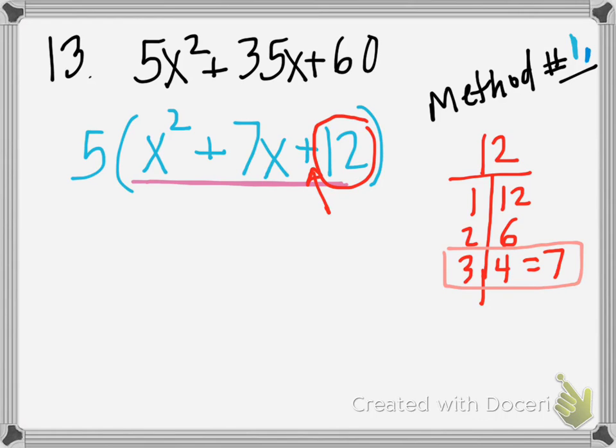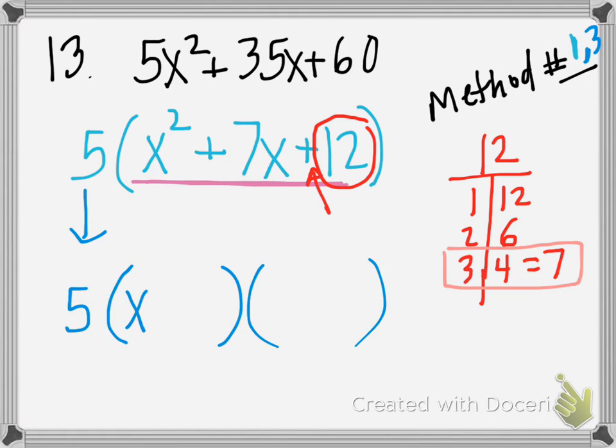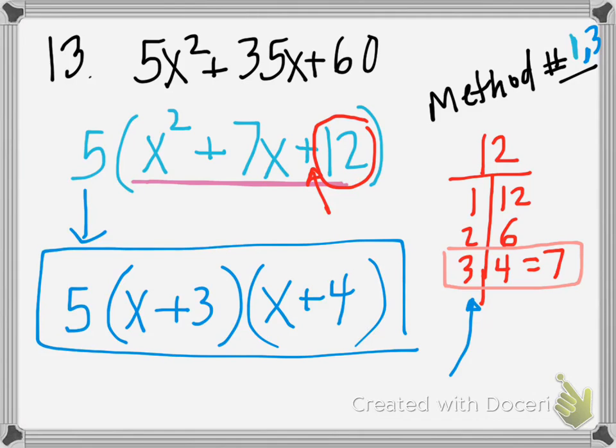So we're actually using method number 1 and 3. So the 5 goes straight down, and for method number 3, you always open up 2 binomials. X squared would split as x times x, and then we already found our 2 factors here, positive 3 and positive 4. Again, you can always check your factored form by distributing or applying the box method.